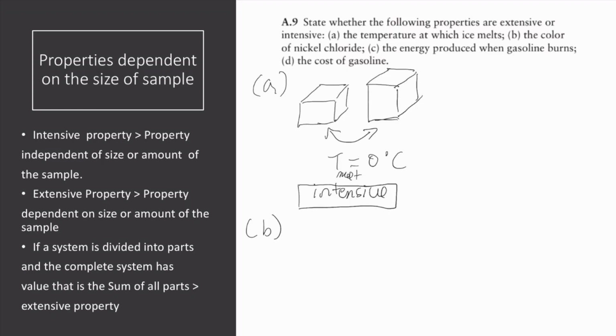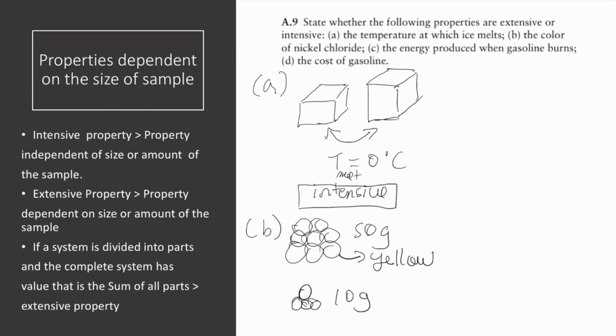For B, the color of nickel chloride. So let's say we have it in powder, and I have 50 grams of this. This is yellow in appearance when it's free of water. Let's say I have 10 grams of this powder. This is still yellow regardless of how much nickel chloride I have. So this is also an intensive property.